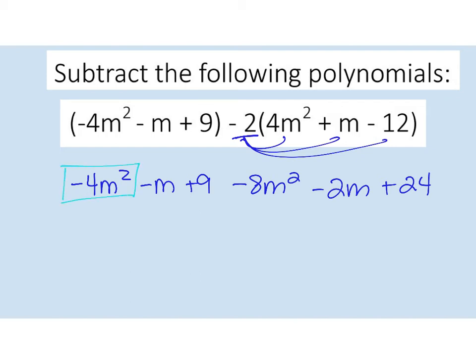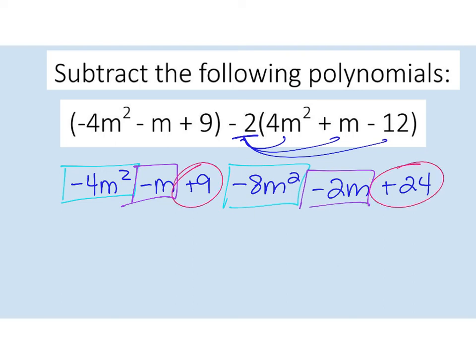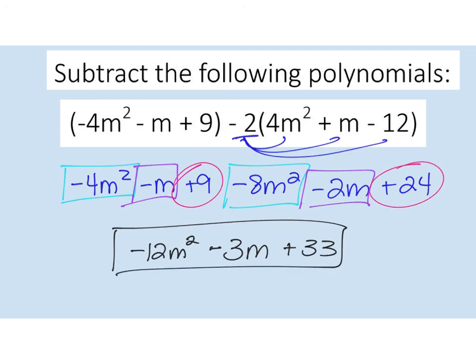So I have negative 4m squared, negative 8m squared. I have negative just m, negative 2m, and then these two guys. So let's start with our largest terms first. Negative 4m squared and negative 8m squared together gives us negative 12m squared. Negative m and negative 2m gives us a negative 3m. And last but not least, 24 plus 9 will give us 33. So this is as simplified as we can get.